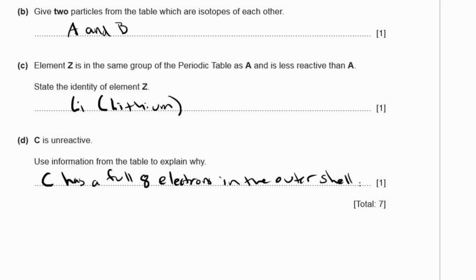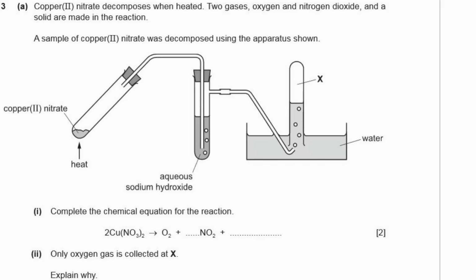All right, let's move on to question 3. 3A. Copper(II) nitrate decomposes when heated. Two gases, oxygen and nitrogen dioxide, and a solid are made in the reaction. A sample of copper(II) nitrate was decomposed using the apparatus shown.